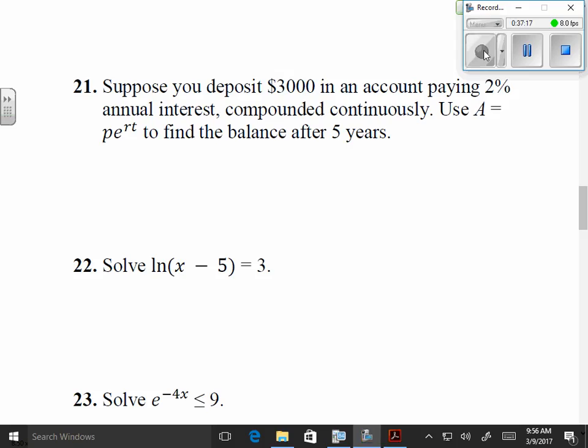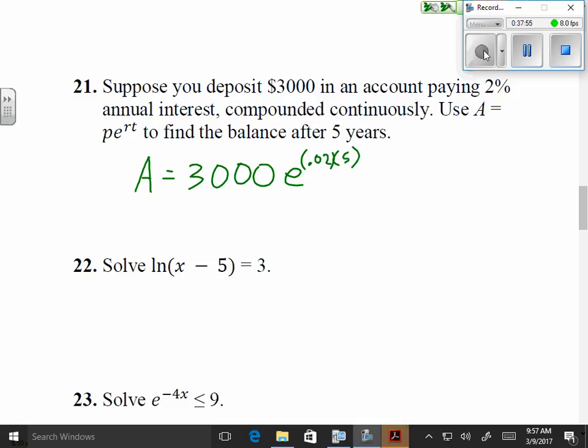Number 21, suppose you deposit $3,000 into an account paying 2% annual interest, compounded continuously. Use the formula A equals P times e to the rt power to find the balance after 5 years. A is going to be the amount after 5 years. P is the principal, the amount we're originally depositing. E is just old e. Rate is 2%, which we'll write as 0.02. And then the time is going to be 5 years.